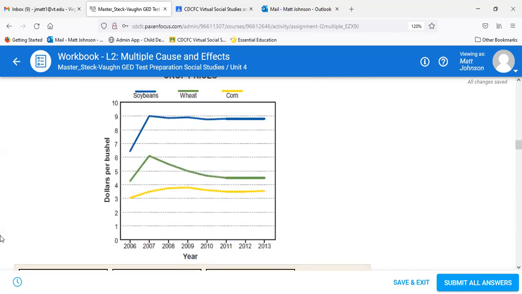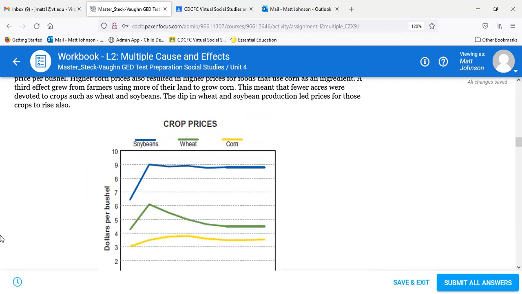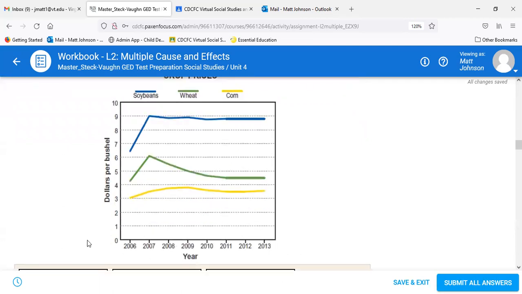Yeah, and there's our graph, right? So showing soybeans in blue, wheat in green, and corn in yellow. So dollars per bushel on our y-axis, from $0 to $10 per bushel, and then per year. So we see this real increase in prices around 2007 or so for soybean and wheat, and corn was sort of creeping up there into 2009 before it sort of leveled off again 2010 to 2013.